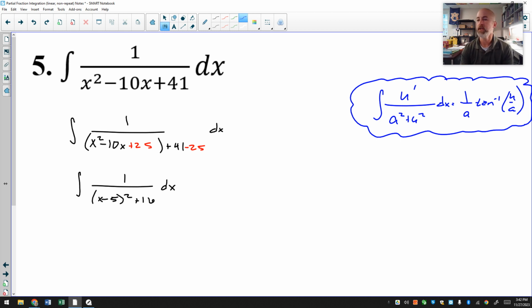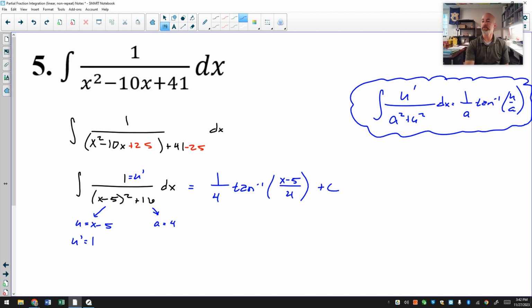I don't memorize stuff very often, but in this case, my function that is being squared is x minus 5. So u is x minus 5. My a is the square root of that number. So a is 4. My u prime, the derivative of x minus 5, is 1, which is exactly what I already have up here. I don't have to do any changes. So this one's already set up to use this little template. And so we're left with 1 over a inverse tangent of u, which is x minus 5 over a. A is 4, plus a C, and we are now done with that one problem.